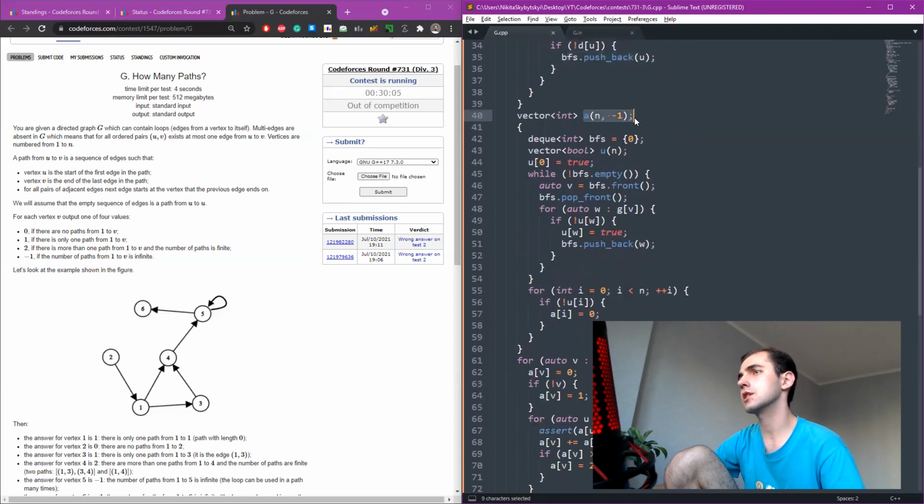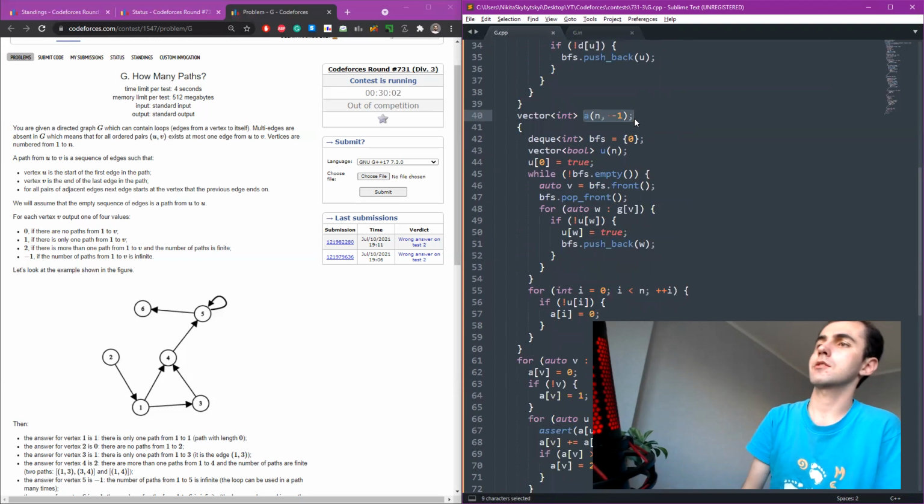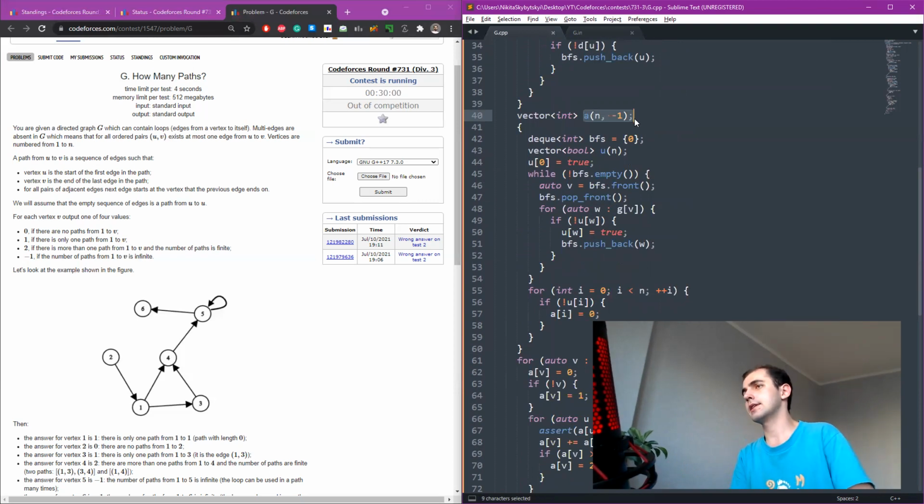And originally all answers are -1, signifying that all vertices that did not get into the topo order, if the vertex is reachable from 1 and it did not get into topo order, it means that it is in some sort of cycle, making the number of paths infinite. Originally, we assume that all vertices are as such.